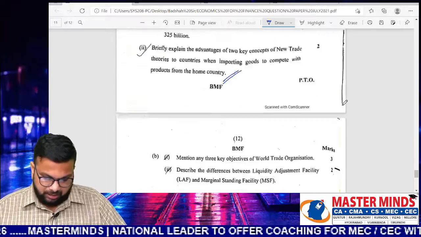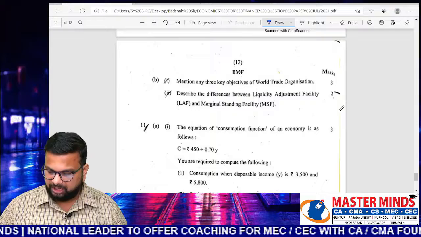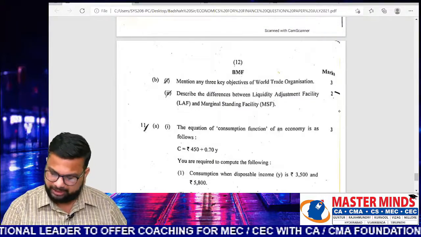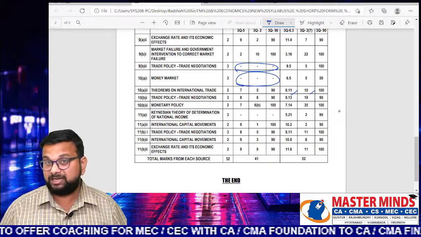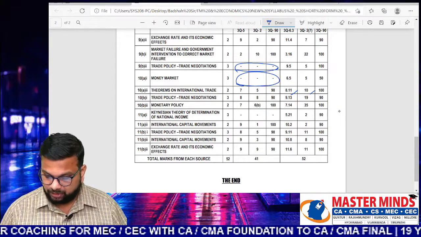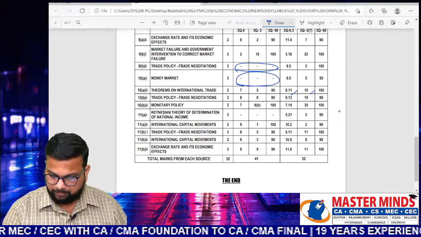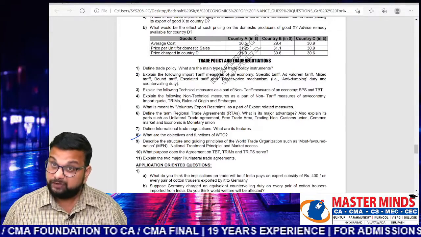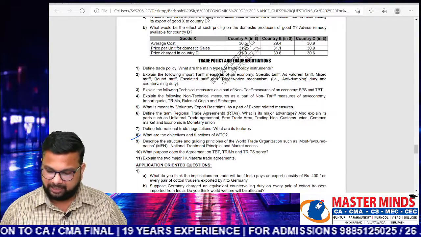Next, question number 10, B subsection 1. Mention any three key objectives of World Trade Organization. Let us see whether it is covered in our material or not, Nana. Yes, it is covered both in our guess questions as well as in our material. Page number 8, question number 8: what are the objectives and functions of WTO? In the examination, he has asked only the objectives, so to that extent only, we will write the answer.